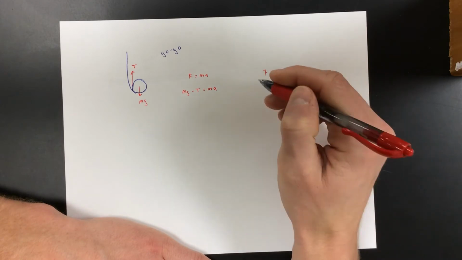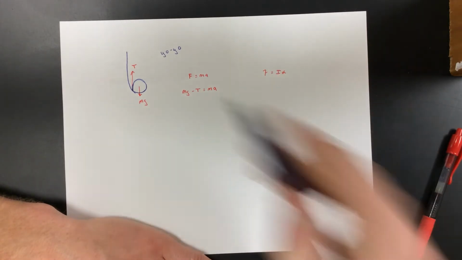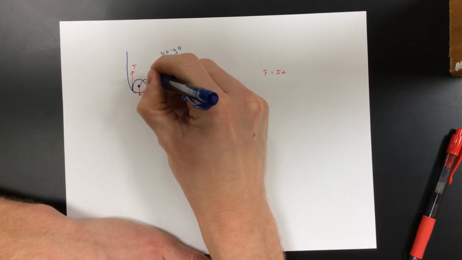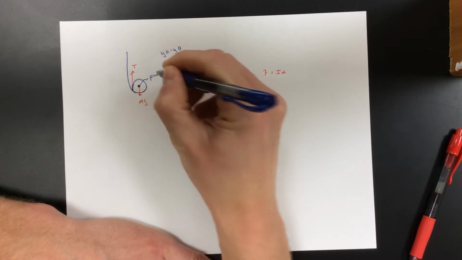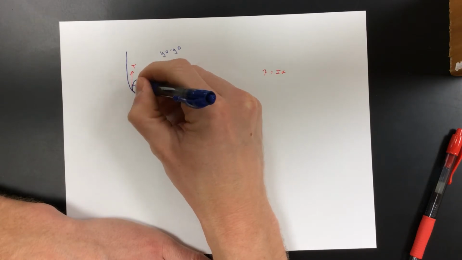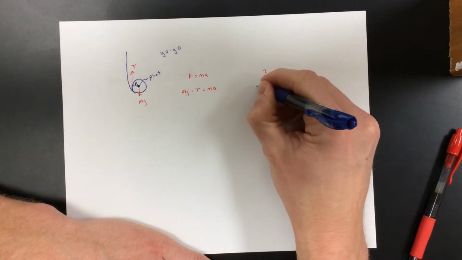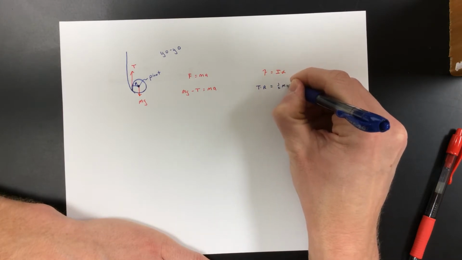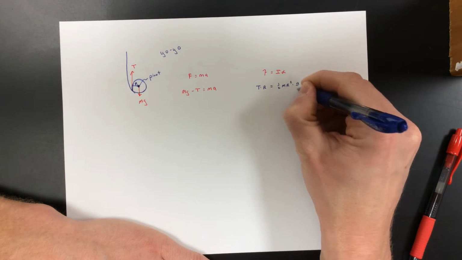Torque equals I alpha. I would view the torque, again, just let's put the pivot at the center of mass. If we put the pivot right there, then mg doesn't cause a torque because it doesn't have a lever arm. And then the tension and r. So tension times r is our torque. Moment of inertia about its center is 1/2 mr squared. Alpha is a over r.